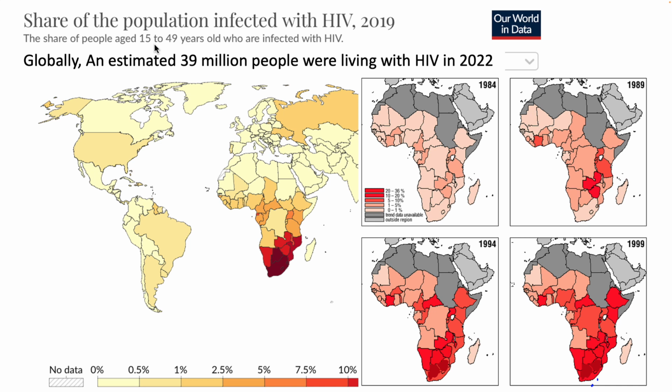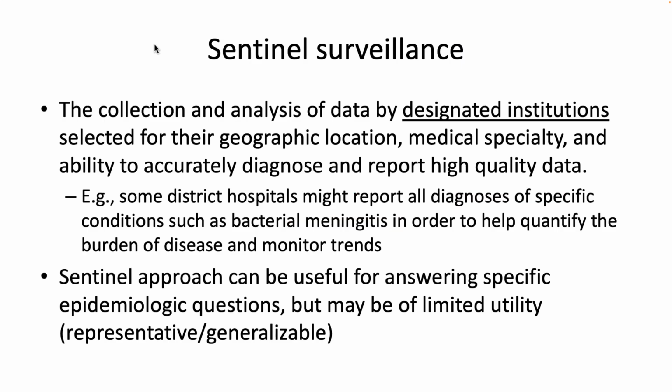The burden of HIV/AIDS was too high anyway, with more than 20% of the adult population estimated to be infected in many countries. So you may wonder how the prevalence of health conditions like HIV infection was estimated if the population-based surveys like DHS didn't measure it. The answer in this case is that we use an approach called sentinel surveillance. So what is sentinel surveillance then?